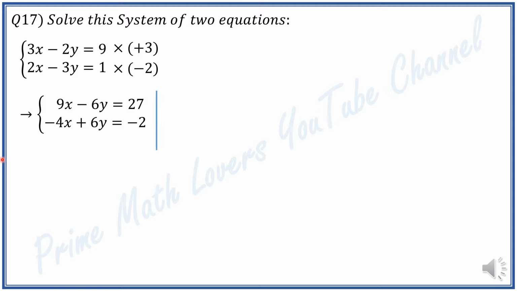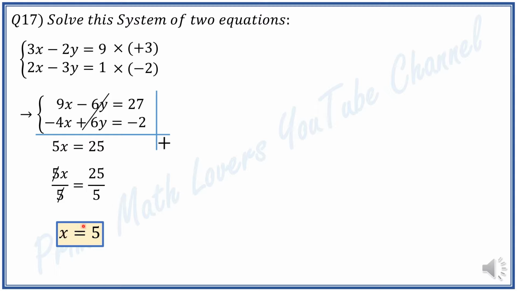When we add these two equations together, we get 9x minus 4x, which is 5x. We can cancel the negative 6y with the positive 6y. And on the other side, 27 minus 2 is 25. We divide both sides of the equation by 5. I cancel this 5 with this 5, and x will be 25 divided by 5, which is 5. X is equal to 5.